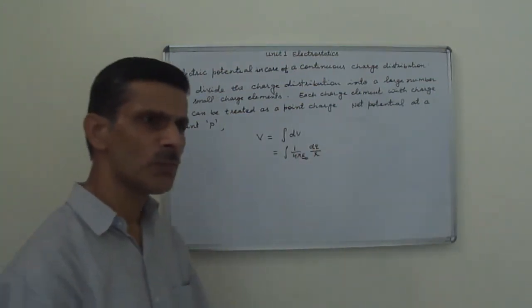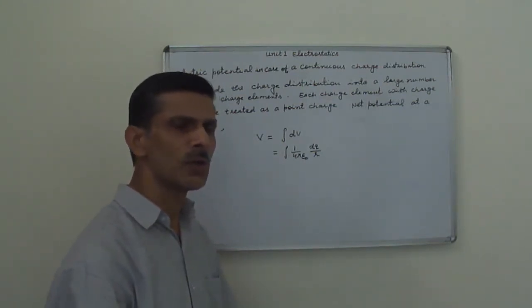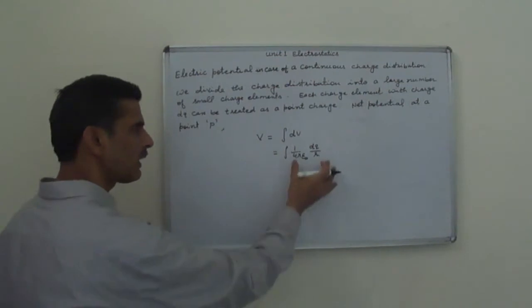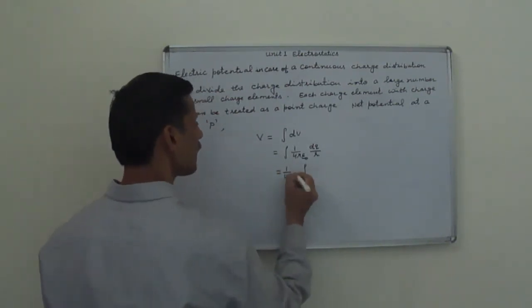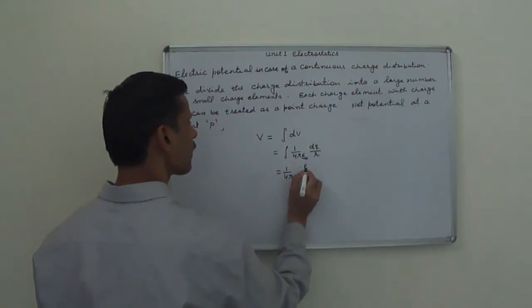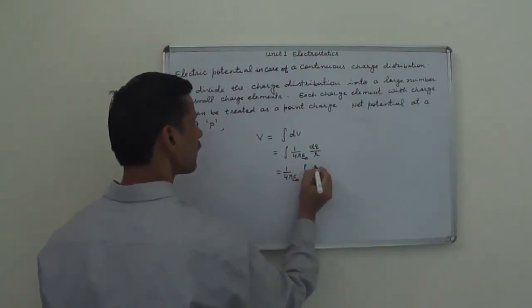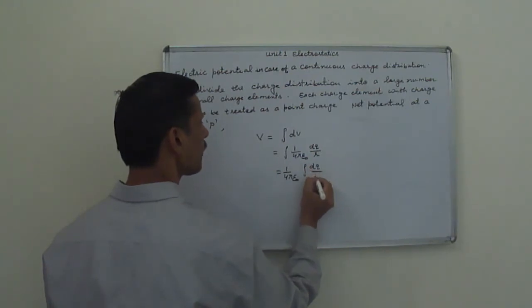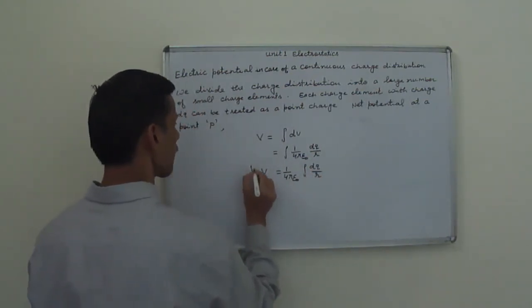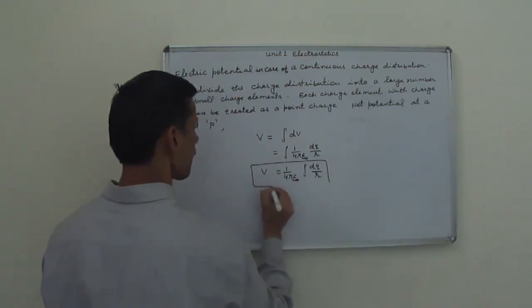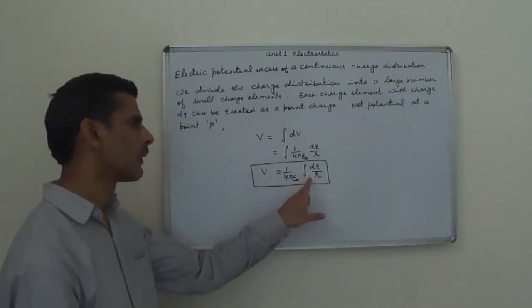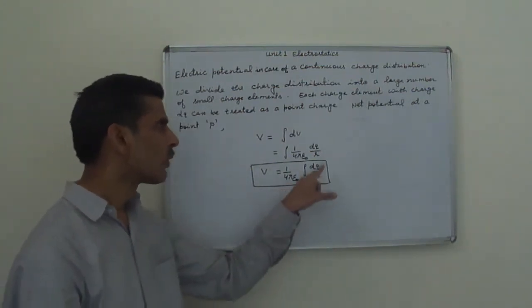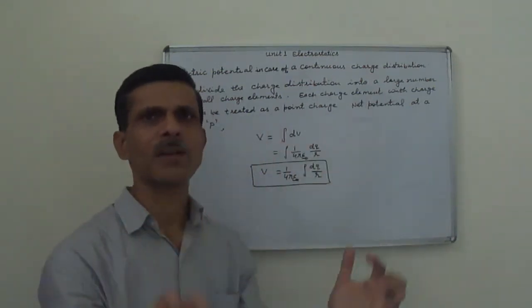Remember, here we have assumed potential 0 at infinity. Only then this relation is applicable. So it can be written as 1 upon 4 pi epsilon naught integration dq upon r. And this integration is to be performed over the entire charge distribution.